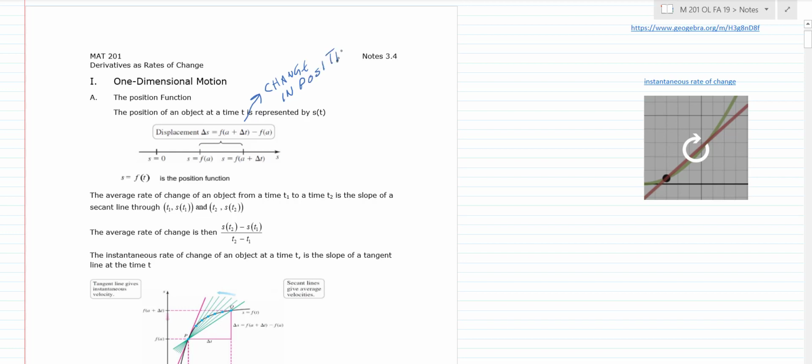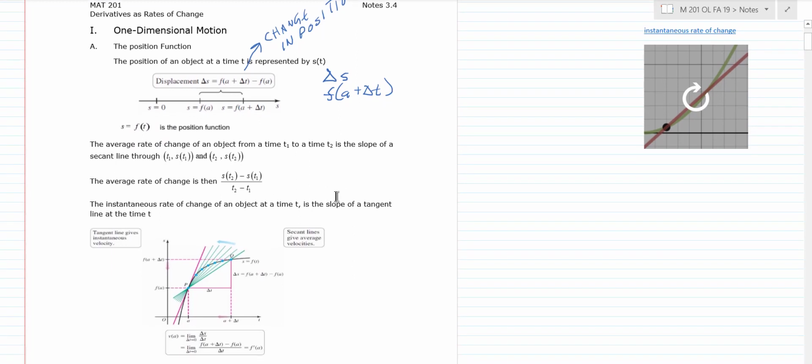Okay, s of t is what we're going to use to represent that displacement. So when you see delta s, that means change in position. And the time is just you're adding a time interval to that. So when it says f of a plus delta t, that just means at a later time, that's what the position is. And you're looking at the difference between two positions at two different points in time, and that gives you what's called the displacement. So this is your position function.